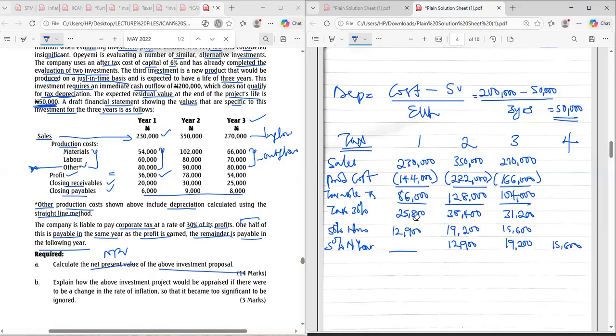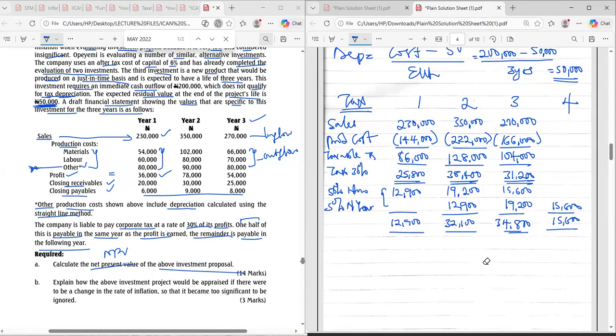So let's get our total tax. Just add these ones for me. This year, 32,100, 15,600, 12,900, 34,800. Any question, please? Any question, please? That is our tax. No question? All right. So, yes, go ahead.